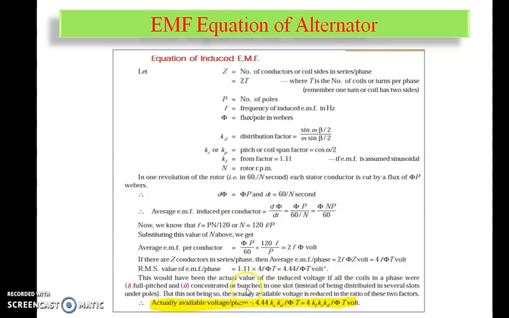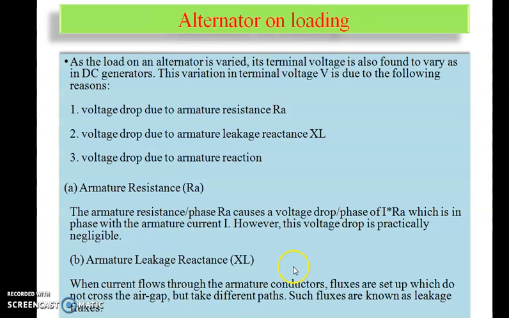You should remember this part: the actual voltage per phase is 4.44 Kc, the coil span factor, into Kd, the distribution factor, into f, the frequency, phi, the flux per pole, and T, the number of turns. This is the EMF equation of an alternator. This question may be asked for 4 marks in your MSBTE exam. Now we are taking the next part, the alternator on load.